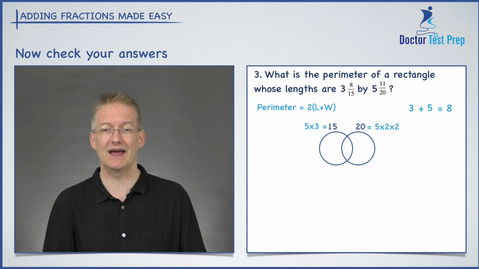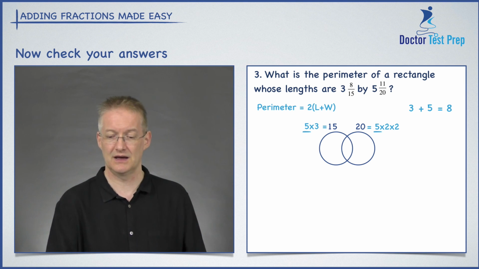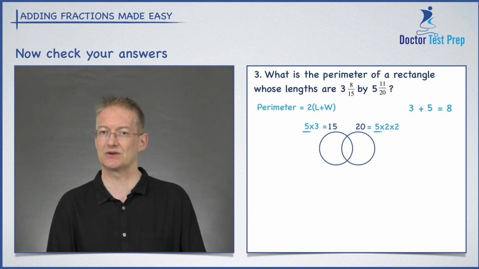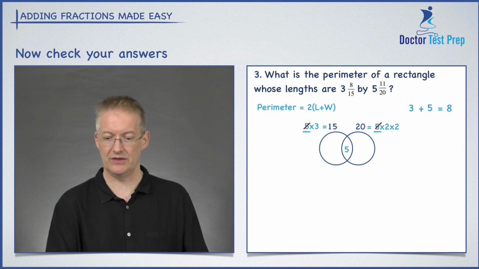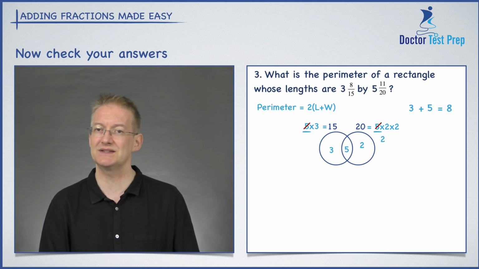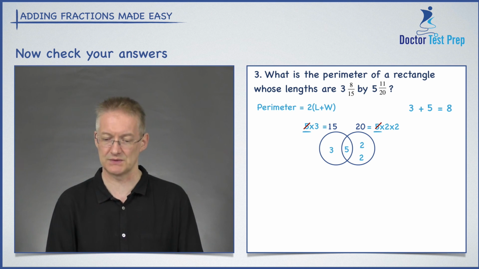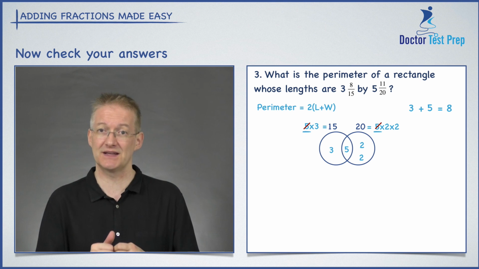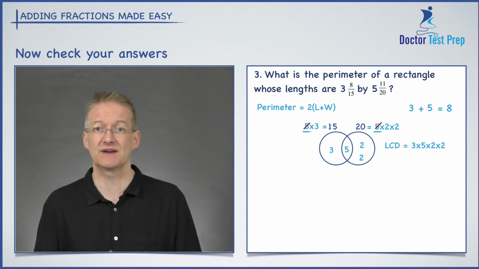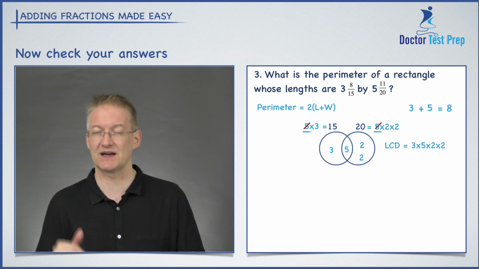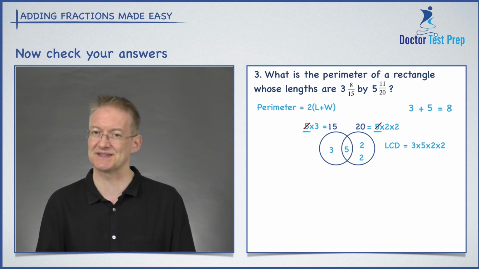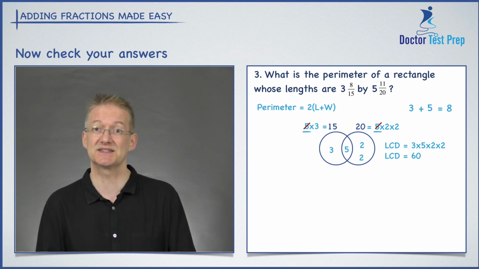Let's underline any of those factors that occur in both. So the 5 is underlined there, and I'm going to place that right in the center of the circle. And then the 3 is left over for the 15, and the 2 times 2 is left over for the 20, so I'm going to place them in the circles as well. So my lowest common denominator here is simply multiplying all of those factors together. 3 times 5 times 2 times 2, which gives me 60. So my LCD is 60.